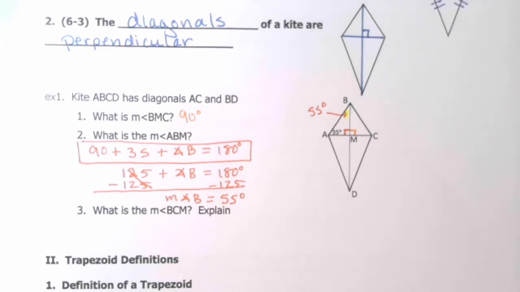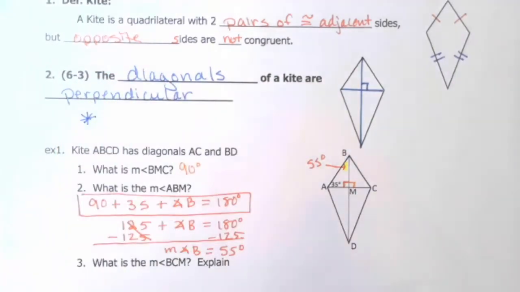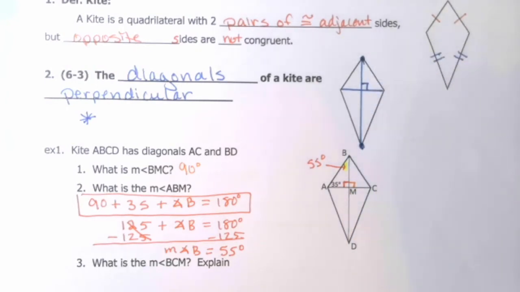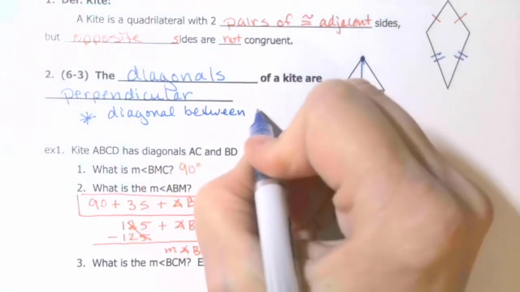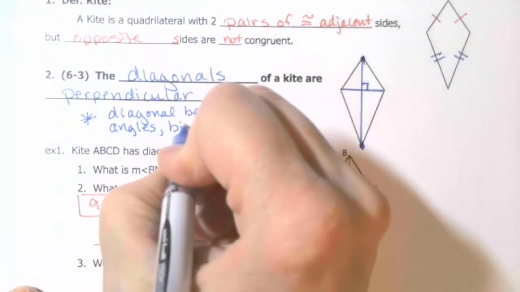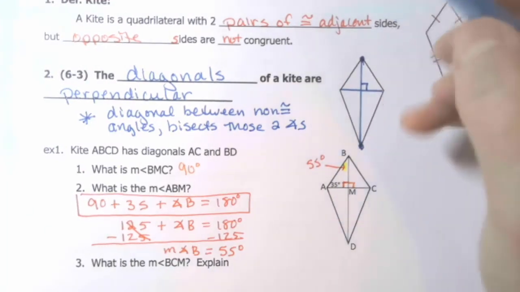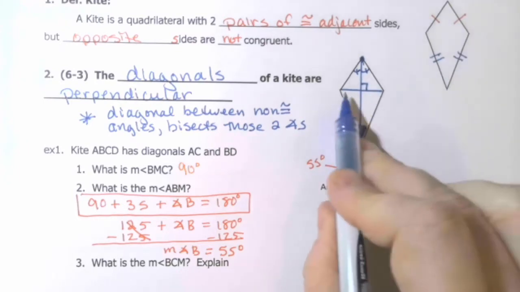Okay, something else you need to know about the diagonals of a kite, and this is a corollary, it's an add-on. The diagonal that goes from the non-congruent vertex across to the other non-congruent vertex, here and here, that actually bisects the corner angles. So the diagonal between non-congruent angles bisects those angles. We're going to say those two angles. The diagonal between the non-congruent angles bisects. So these two are the same, and these two are the same. Does not work for the congruent angles.